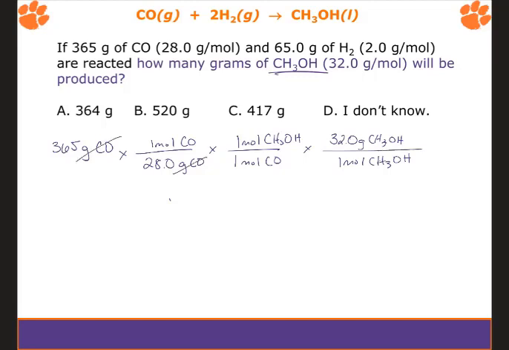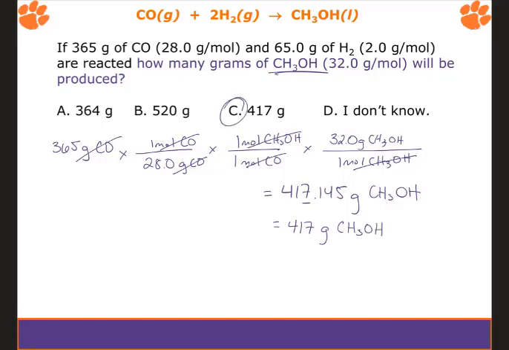So check to make sure everything cancels. I'm left in grams of methanol. So I'm going to stop here and solve. So after I do my math, I get 417.145 grams of methanol. Looking at what we were provided in the problem, I see that this needs to be rounded to 3 significant figures. So that would be 417 grams of methanol, which is letter C.